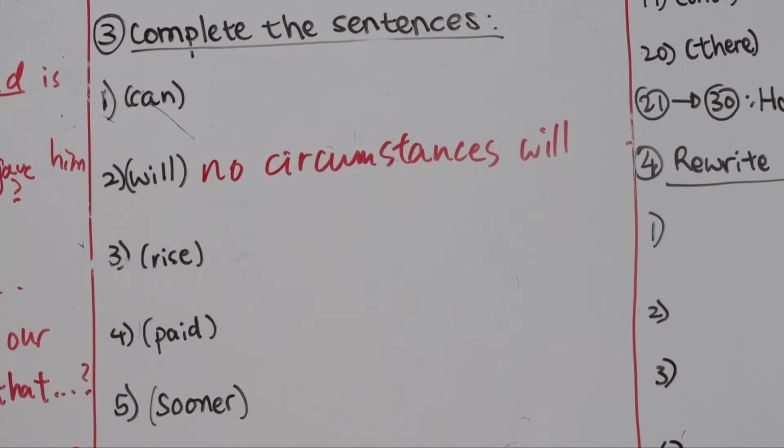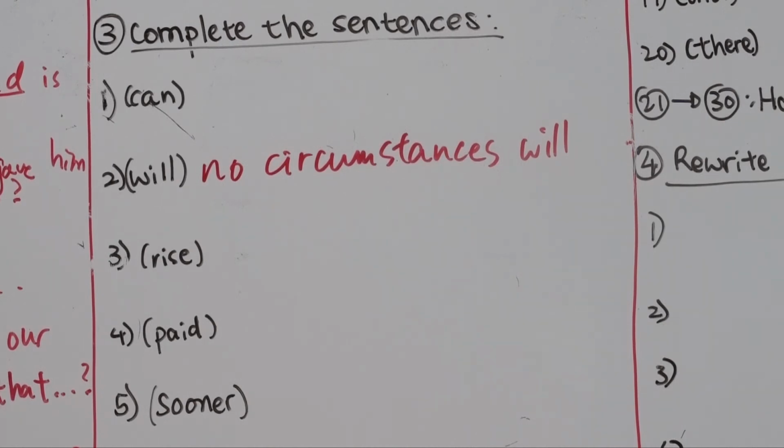Under no circumstances will Edna. Alright. What about number 3? If the river rises higher or any higher, the town will be flooded. So the word here is rise. We should use the word rise, not rises, okay?